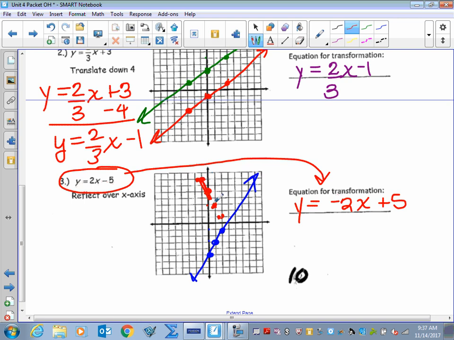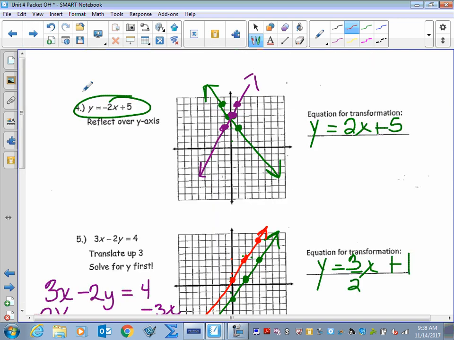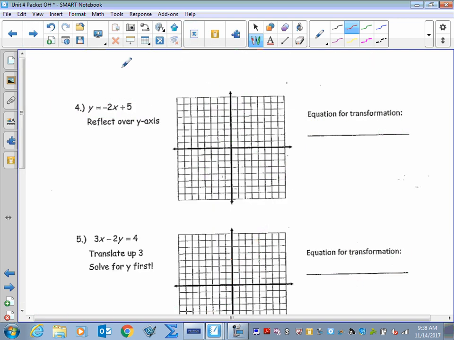As long as you know the rule, it is not difficult to do, and you will be required to memorize the rule. So if I ask you to reflect over x, you have to know which one of these numbers you have to change, or both. All right, let's do the next one, which is reflecting over the y-axis.